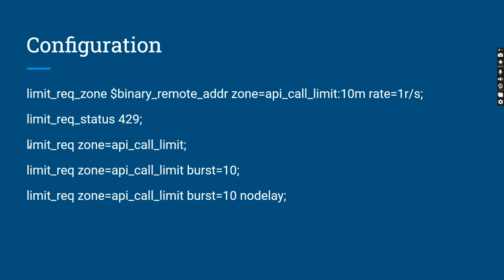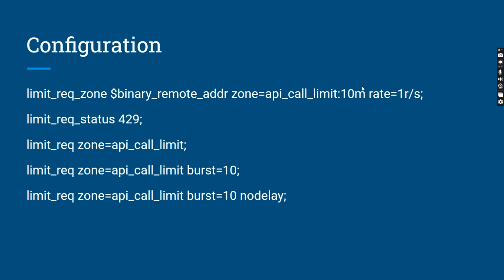The way we use it is, within the path we need to refer to the zone with limit_req zone equal to the specific zone we have defined. So this is how we define the zone, limit_req_zone, and this is how we use the zone, limit_req zone equal to the zone name. Then it accepts additional arguments like burst and burst with nodelay. I'll also explain this while getting into the practical session.